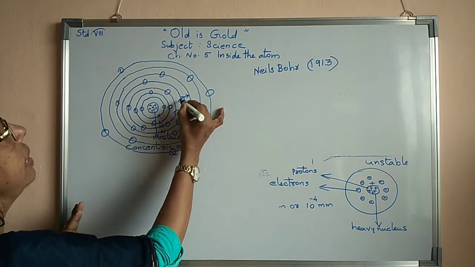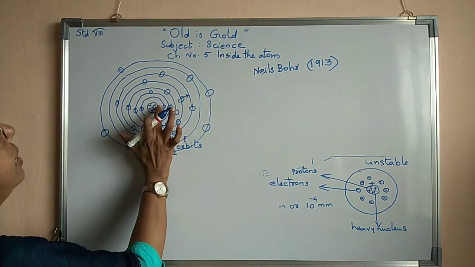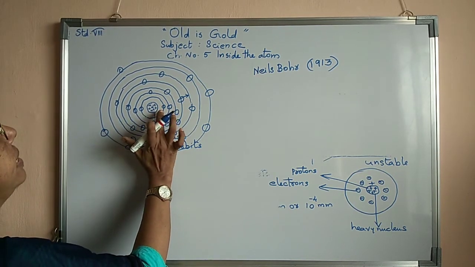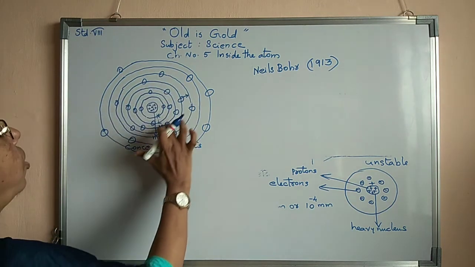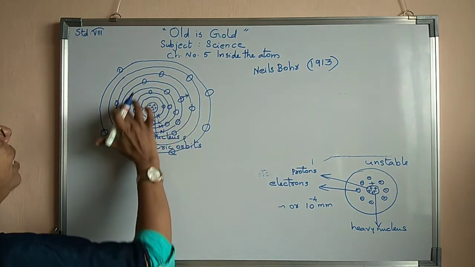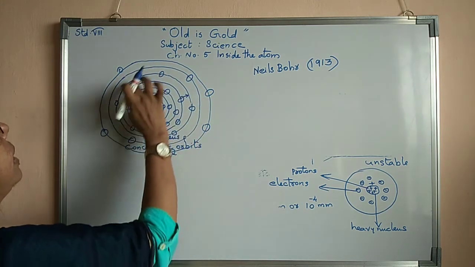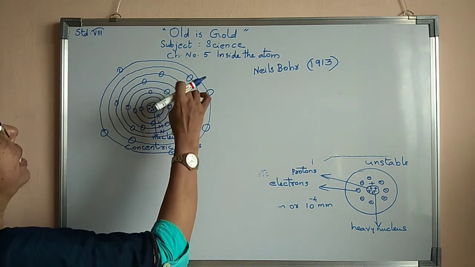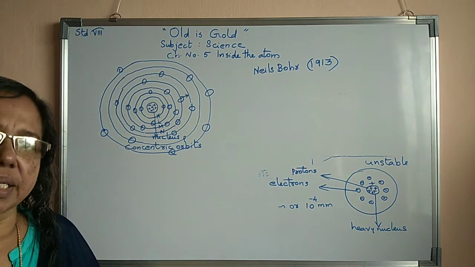So what will happen? This electron absorbs energy. That means in the inside part, these electrons will have less energy. These electrons will have a little more energy. This orbit's electrons will have a little more energy. That orbit's electrons will have a little more energy. The outermost orbit will have maximum energy.